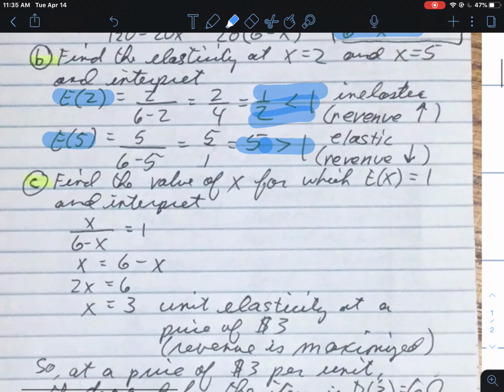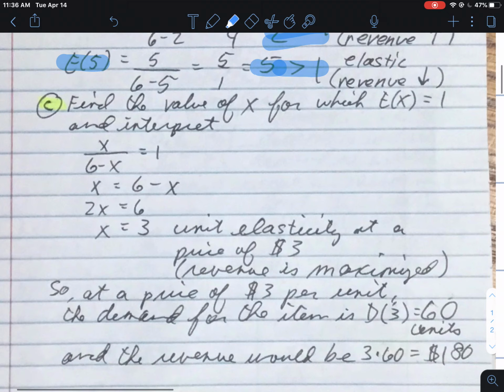Question part C, I want to find that sweet spot. I want to find the value of x for which E of x is equal to 1. I want to find that value that would give us unit elasticity, which is the maximum, or the point of maximum revenue. So again, I'm taking E of x, and I said, okay, well, let's just set that equal to 1. That's one way that we can do it, because I know that's where unit elasticity occurs. And then we're just solving that equation.